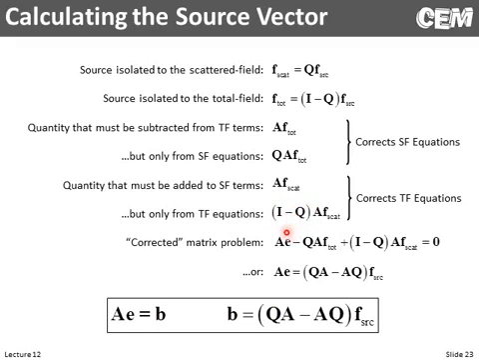So here's the total problem. We have A times e, and that should be a lowercase e. I apologize for that. So A times e, and here we're going to subtract this quantity, where these are the corrections on the scattered field side. Then we want to make the corrections on the total field side. Then if we do some algebra, we end up with this final equation, A times e equals b. So this is our b vector: Q times A minus A times Q, times F source. So that is how we do it, and that is incorporating the corrections that match the finite difference equations that cross that interface between the total field and scattered field region.